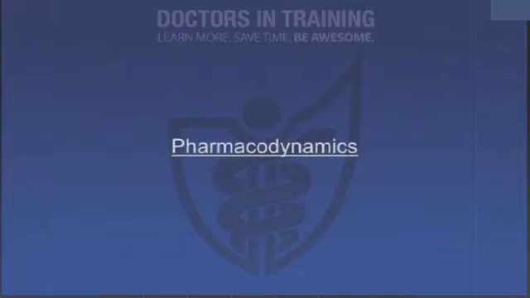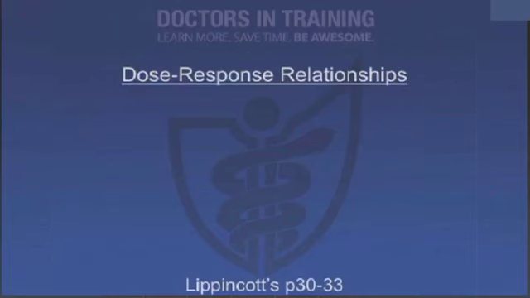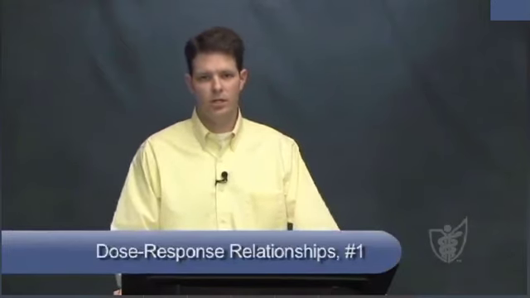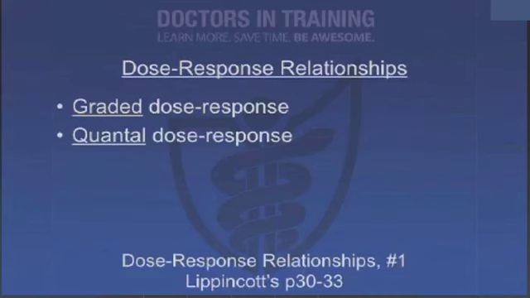So that pretty well covers ligands and receptors. Next, we're going to talk about pharmacodynamics, which goes into how the concentrations of these drugs affect the magnitude of the response you're going to get from them. So the big topic for pharmacodynamics is what we call a dose-response relationship, and this is on page 30. There are 2 main types of dose-response relationships we'll discuss, a graded dose response and a quantal dose response.